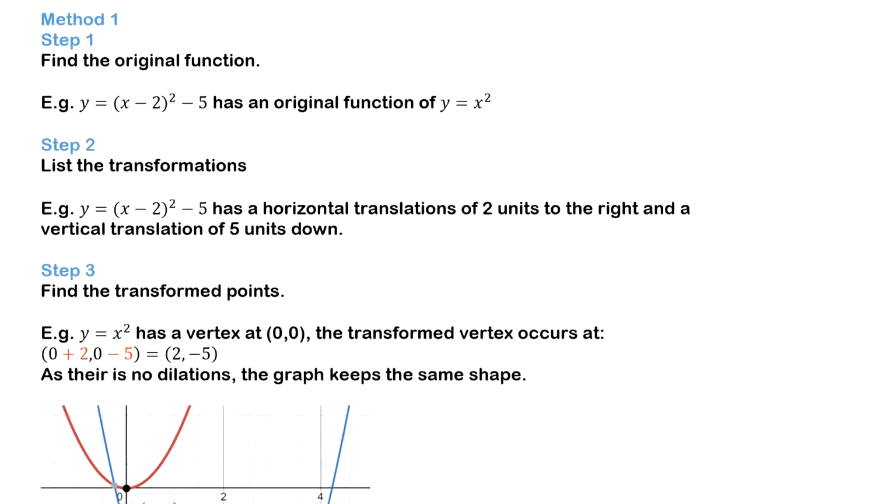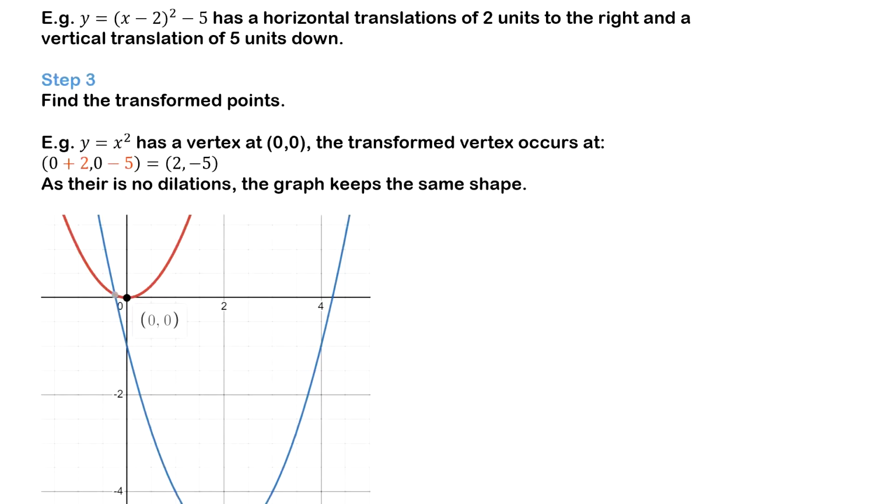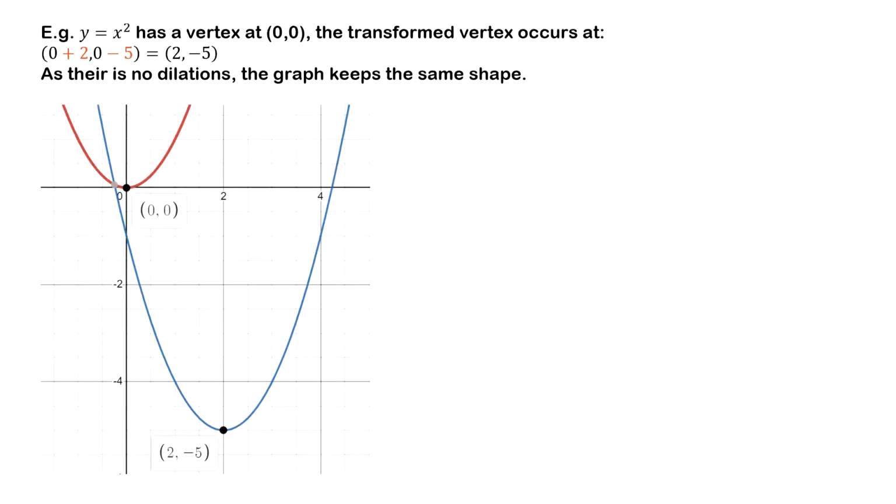Step 3 would be then to find the transformed functions. For example, we know that y equals x squared has a vertex at (0, 0). So the transformed function vertex occurs at 0 plus 2 to get the new x coordinate and 0 minus 5 to get the new y coordinate. As there's no dilations, the graph keeps the same shape, so sketching this transformed graph is quite easy. You just can move the vertex and then sketch it. If you want a more accurate graph, you could find the y and x intercepts, which will be a lot more accurate than just sketching the vertex.